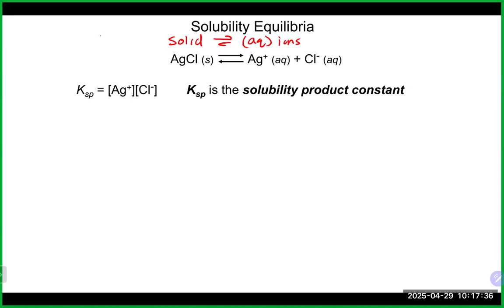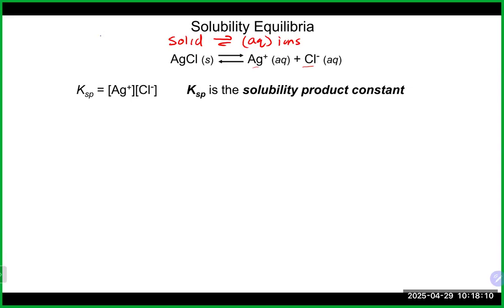And that means that when you write your KSP expression, it is typically just the products, because the reactants are always solids in this case. That's how you should write the reactions in most cases, solids going into ions. So even though solubility rules tell us that silver chloride is going to make a solid, and it will mostly make a solid, there will still be a little bit of it that will break apart in solution and form just a tiny bit of ions floating around.